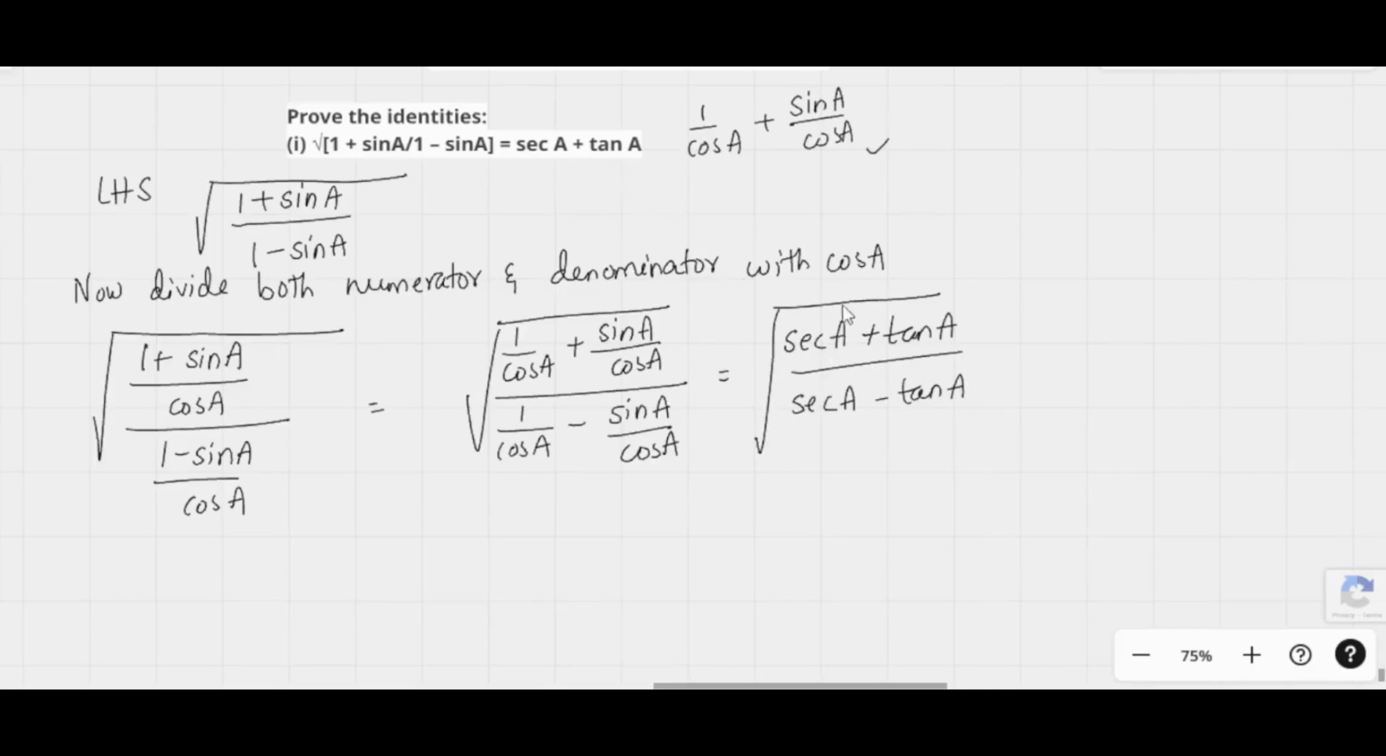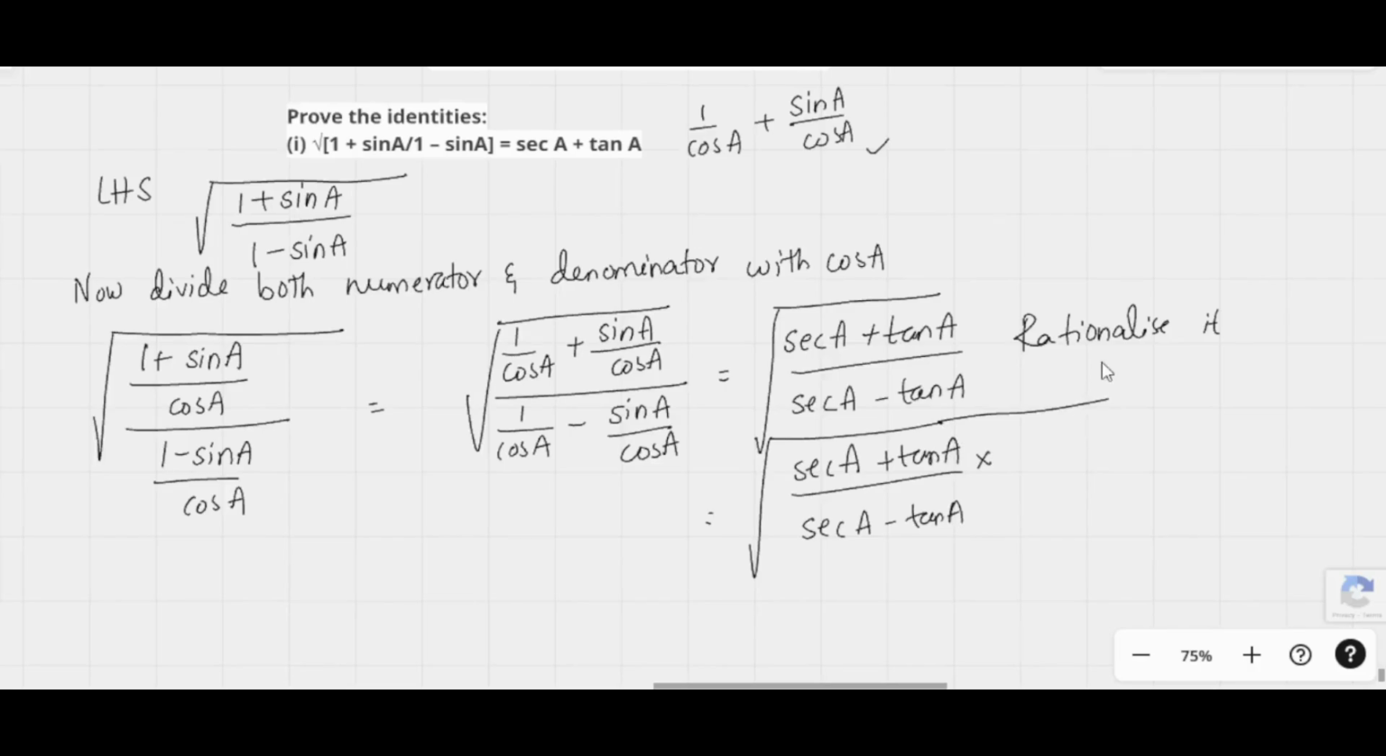So what I am going to do in this kind of steps, you have to cancel the denominator. So think what you can do to cancel the denominator. So I am going to rationalize it. I hope you all know how to rationalize. So yeah, you can see how I'm doing. Secant A plus tan A by secant A minus tan A. So we have to multiply and divide with the same term.